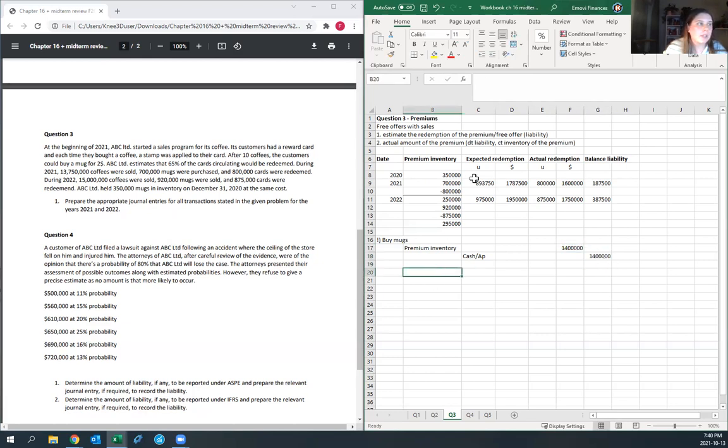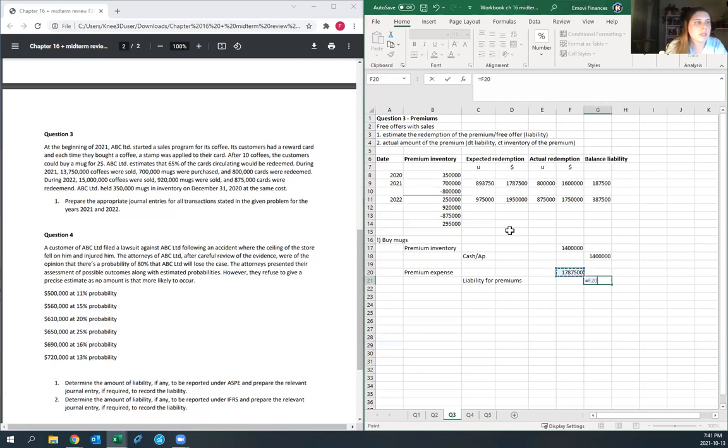And the expected redemption. So whenever they sold, I'll do the revenue first. I didn't put in the problem how much a coffee costs, because it doesn't matter. I'm getting myself confused. Okay, so you're going to put your expected redemption for the premiums for the year. So that goes all in your expense. And then it's your liability for premiums. And that's the amount right here, the 1.7 million.